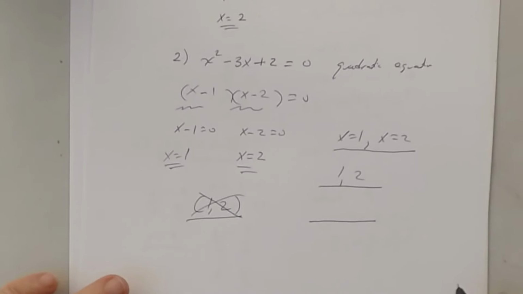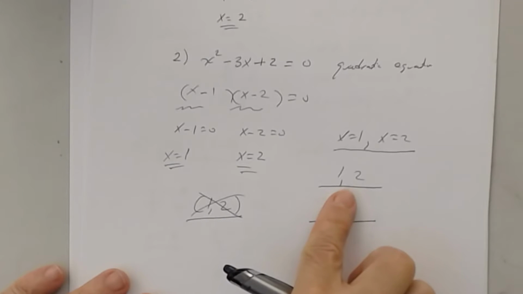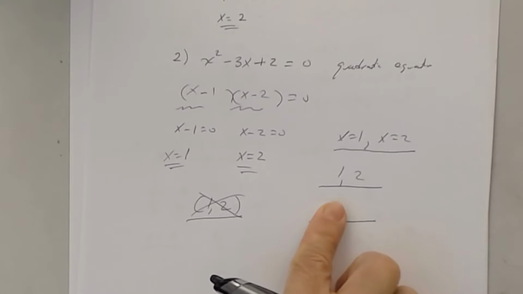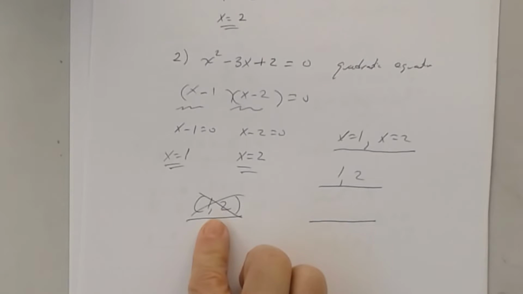Don't say my solutions are 1, 2 in parentheses. There's how many solutions here? 2. When you put it like that, you're indicating one of several things. That's a point, an ordered pair. Is this an ordered pair? No. But that's what you're indicating when you put parentheses, or you're indicating that this is an interval, and it's not. You can put it either way: x equals 1, comma, x equals 2, or 1, comma 2.